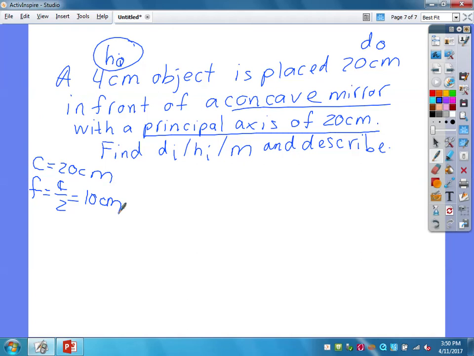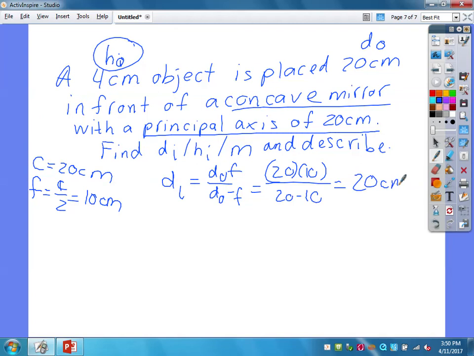But something for you to notice. The object is on the principal axis. So think about what should happen here. So my image, do f over do minus f, will equal 20 times 10 over 20 minus 10. So that's 200 over 10. Hey, look at that. It's at 20 centimeters. That's what I'm expecting. It should be on the same spot. All right.